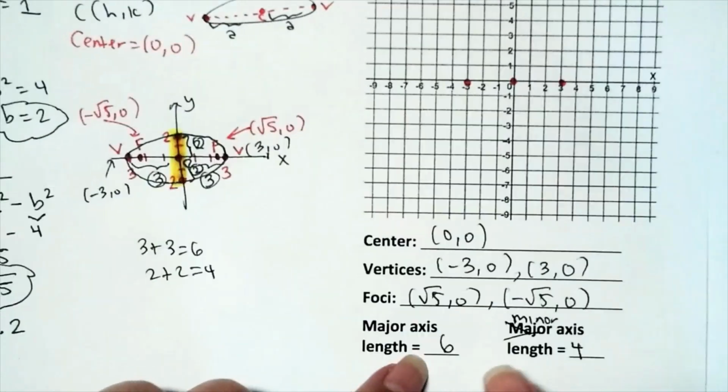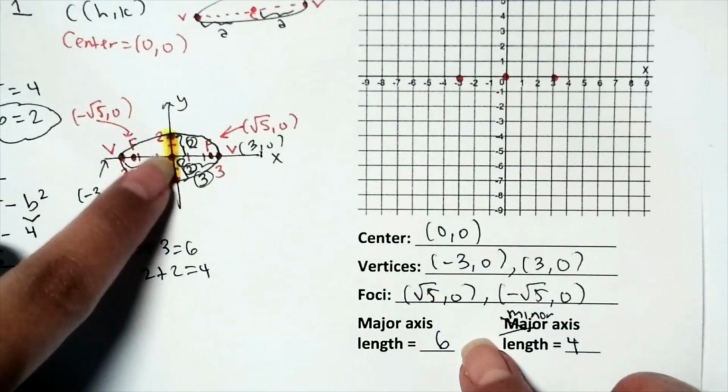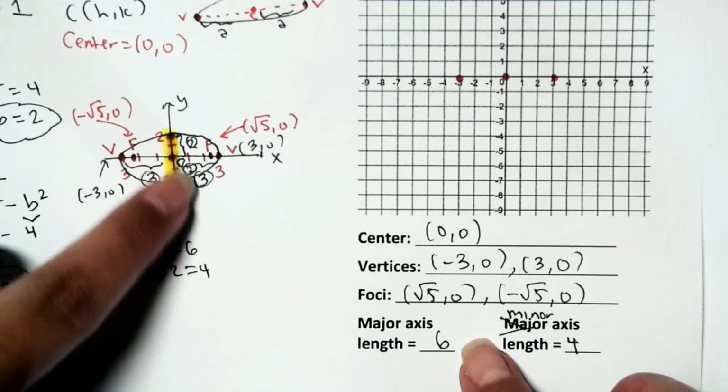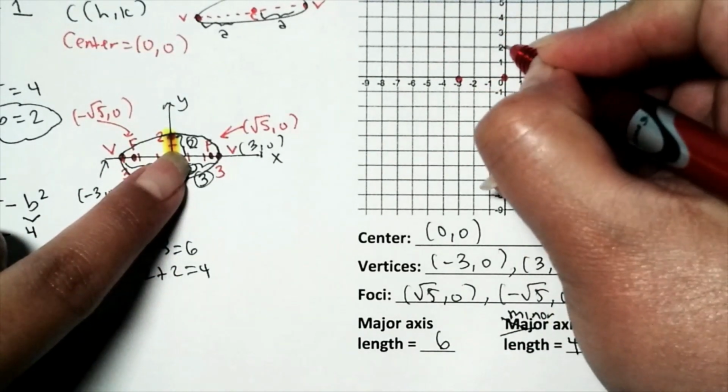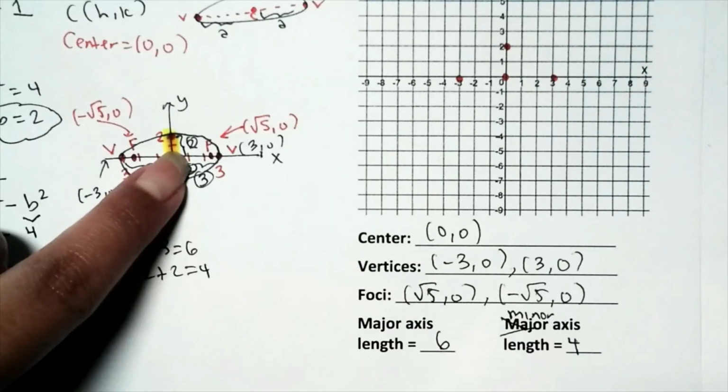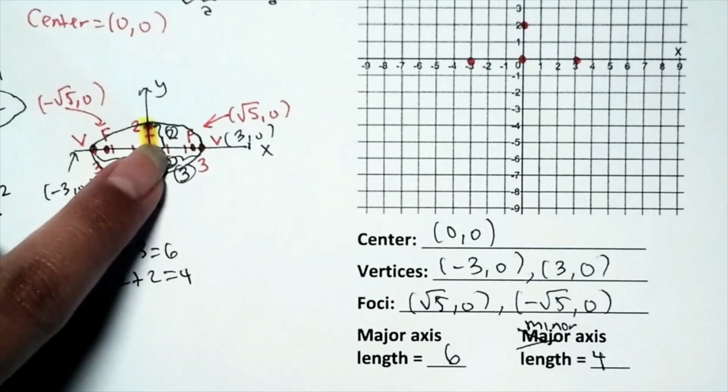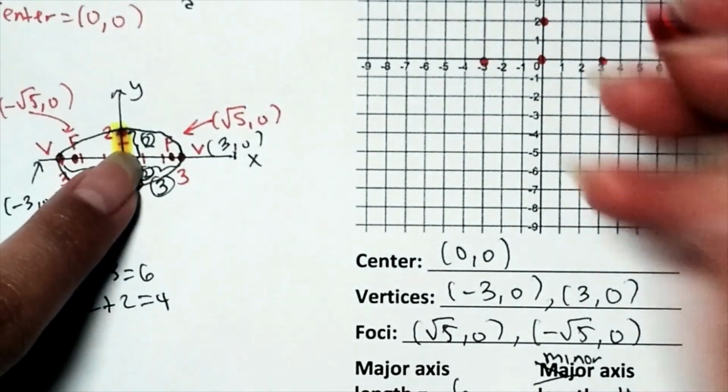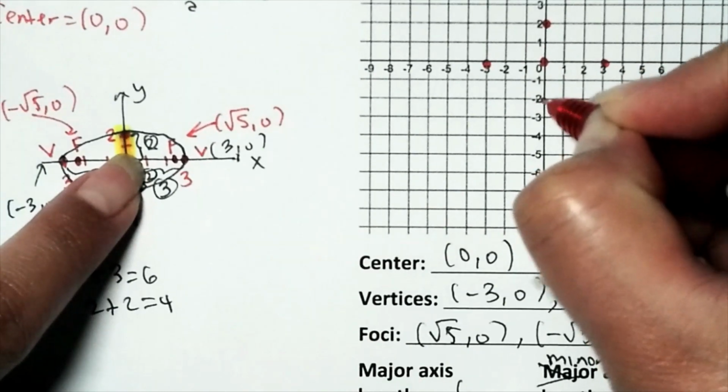Endpoints of the minor axis are not listed here, but we had said we go up 2, down 2. Okay, so in terms of coordinates, (0, 2), let me go ahead and zoom in. Okay, (0, 2), and then (0, -2).